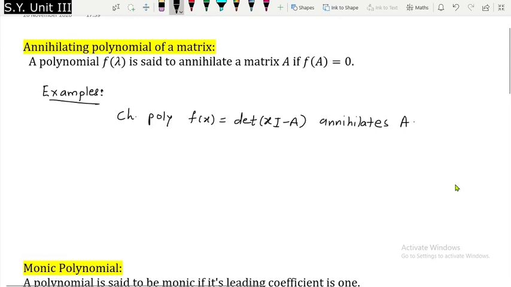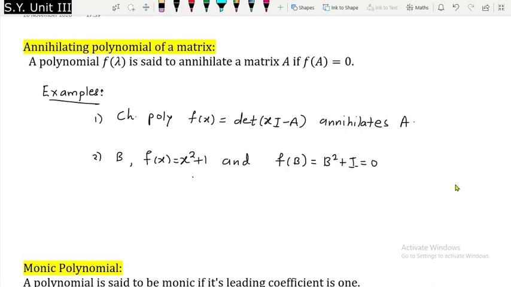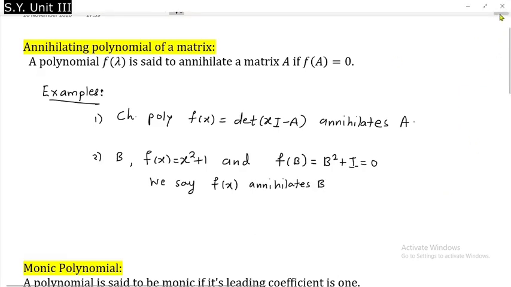And if you want to take another example, suppose you have some matrix B, and some polynomial f of x equal to, let me say, x square plus 1. Suppose this is happening, f of B equal to B square plus I equal to 0, then we will say that this f of x annihilates B, isn't it? Okay, so I hope you are getting the point of the annihilating polynomial.